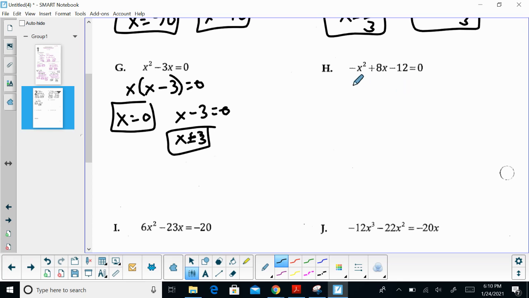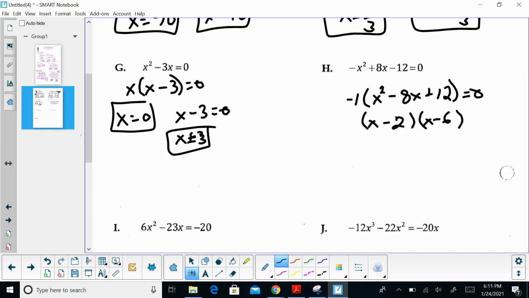Try one more here. This is a trinomial. Let's factor out a negative 1. Now my lead coefficient is 1. So two terms that multiply to get me 12 but add to get me negative 8 would be 6 and 2, both negative. Set the two terms equal to 0. X equals 2, x equals 6.